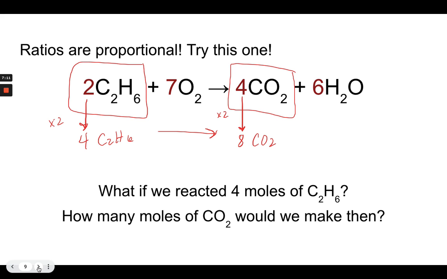Now, if you decided to go laterally, you could do that as well. I know that the relationship between my moles of C2H6 and CO2 is that I have to double however many moles of C2H6 I'm starting with. So if I'm starting with 4 moles of C2H6, I have to double that, and I would make 8 moles. 4 times 2 is 8. I'd be making 8 moles of CO2. Either way of solving that is appropriate.